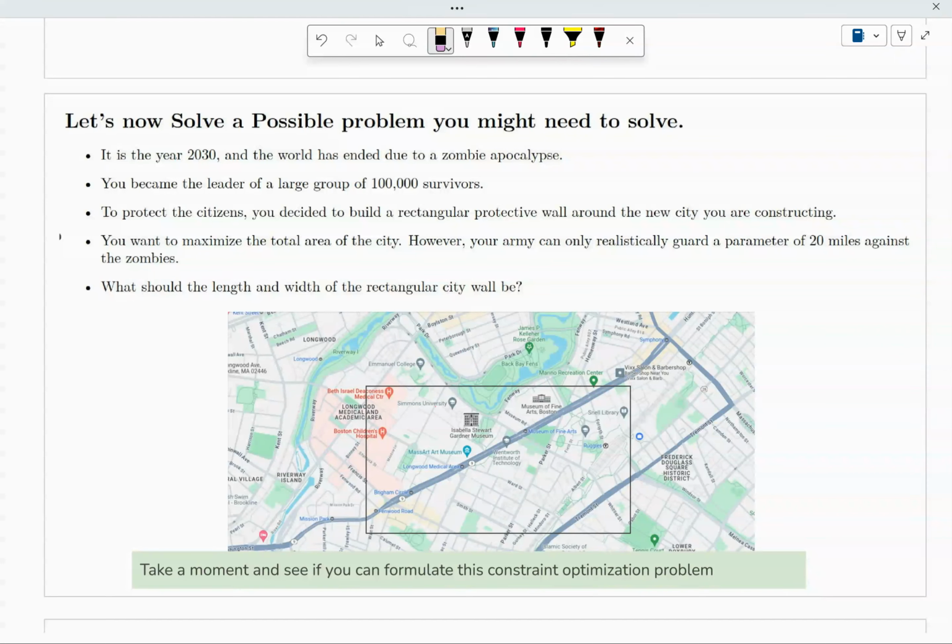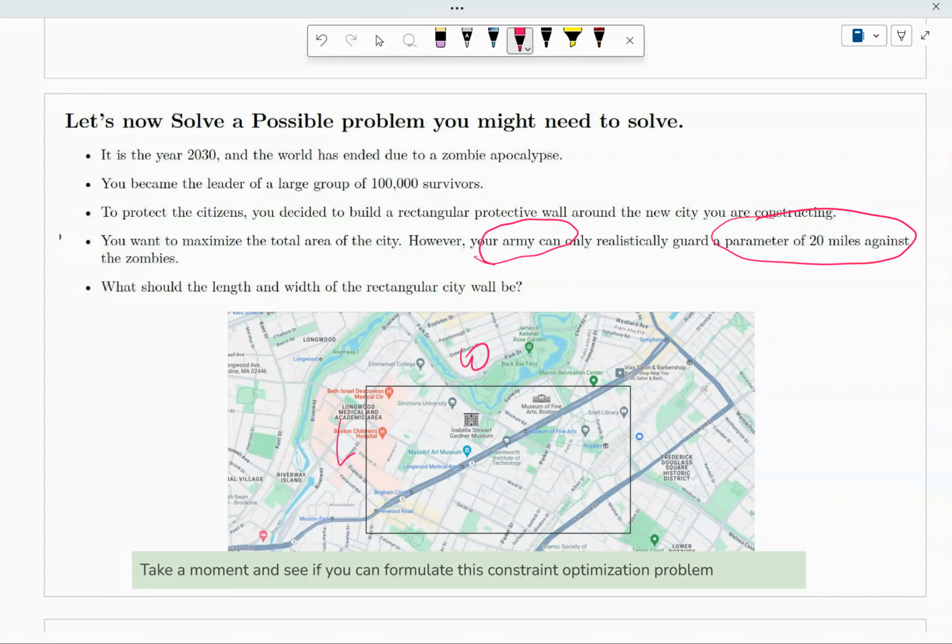But you have some constraints: your army, to protect from the zombies, can only realistically guard a perimeter of 20 miles against the zombies. So what should the width and the length be for the city? Okay, to essentially maximize the area. This is a very common constraint optimization type of problem. So at this point, take a moment, see if you can convert this problem into a constraint optimization problem.